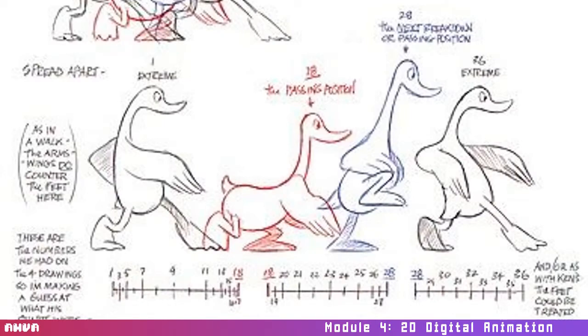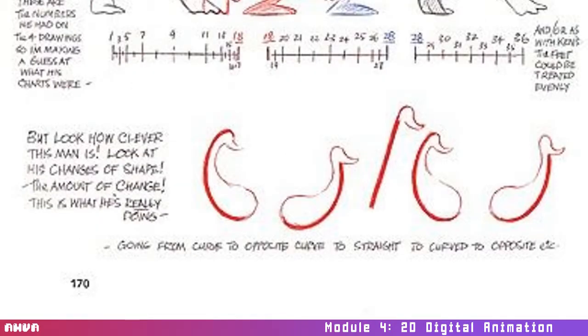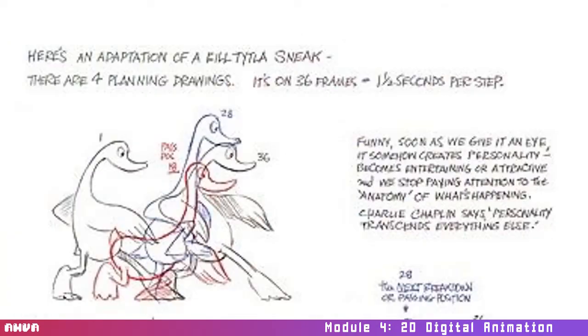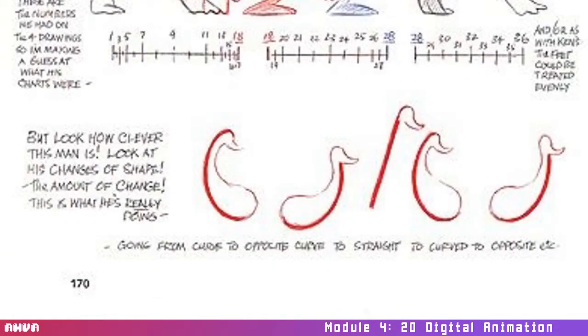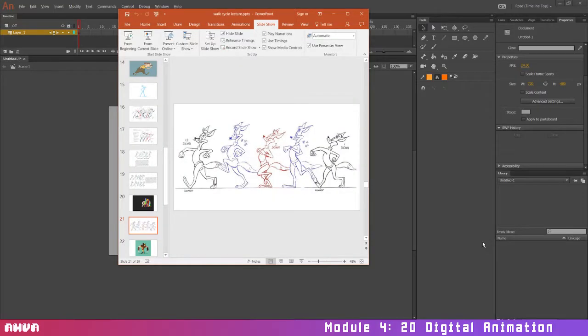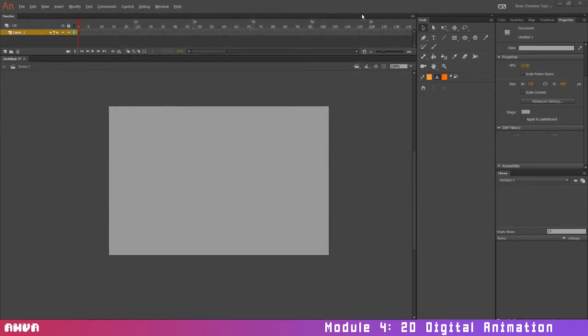Oops, this is a little bit blurry, but if you go into the PowerPoint file, you can minimize this and read it a little better. This is just the sneak with the duck, which is kind of helpful, and it gives more timing charts. It shows the different body shapes, which is kind of cool. Okay, so that's it for the little lecture. Let's go ahead and jump into the project.